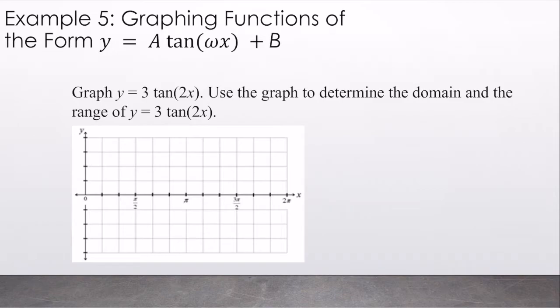Last but not least, let's graph y equals 3 tan of 2x. And we're going to use this graph to determine the domain and the range. Always get used to stating your domain and your range. If I didn't do that for the earlier problems, I do apologize. But remember, the domain of sine and cosine goes from negative infinity to positive infinity, and the range is affected by the amplitude. So I have y equals 3 tan of 2x.